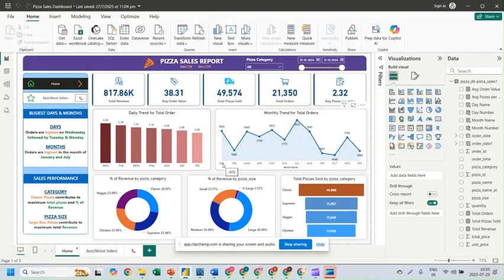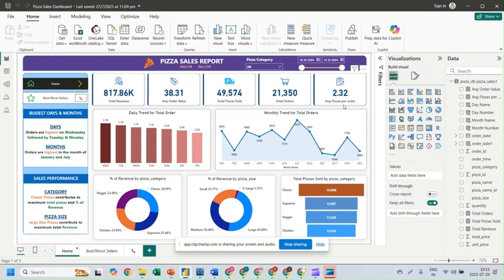Here is the dashboard layout. On the top we have a few KPI cards showing total revenue, average order value, total quantity sold, total orders, and average pizzas per order. These KPIs help us instantly understand overall business performance.